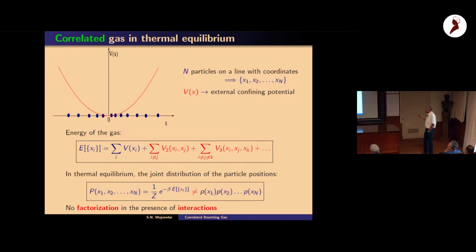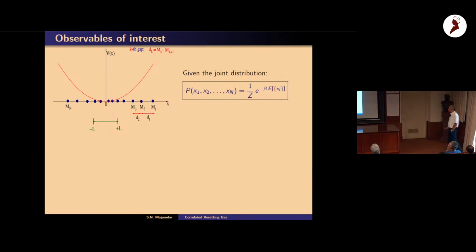systems, where with optical traps you can generate all types of potentials, and you can even tune the interactions, and you can probe observables to very high precision, which was not possible before. So there is a kind of resurgence of interest in this correlated gas. And so let's just see what are the natural observables that you would think of.